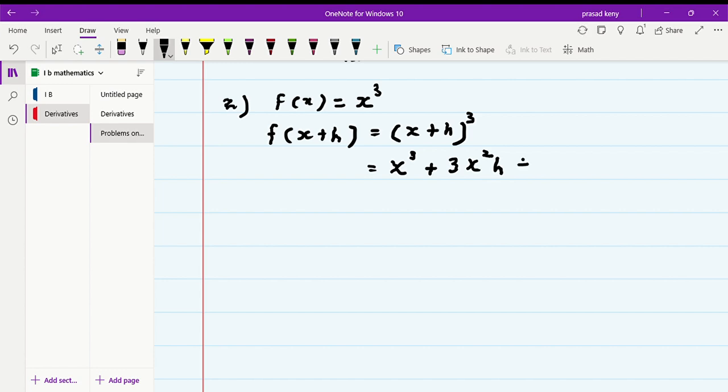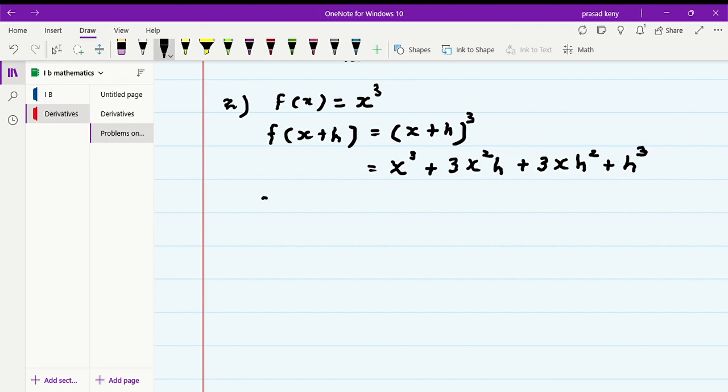Next coefficient is again 3. Again reduce x power by 1. So x square. Next will be x and increase h power by 1. That will be h square. In every term we will reduce x power by 1. So x cube, then x square, then x, and go on increasing h power by 1. So in the last term the coefficient is 1. So it will be just h cube. That is the expansion of (x plus h) the whole cube.